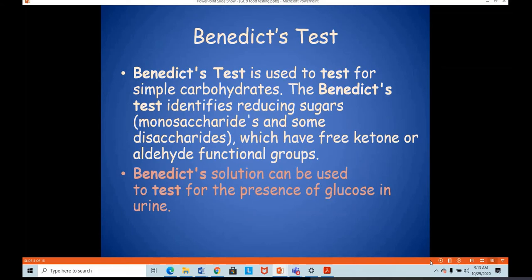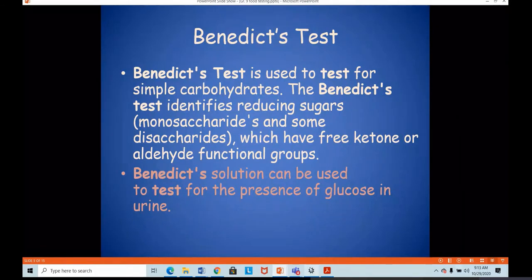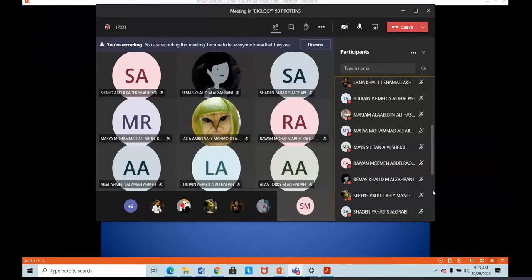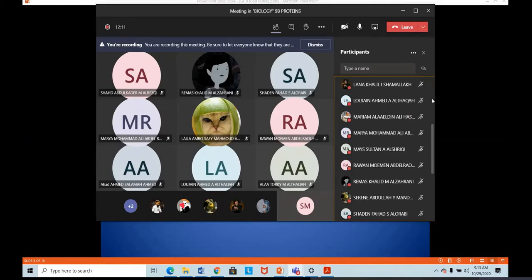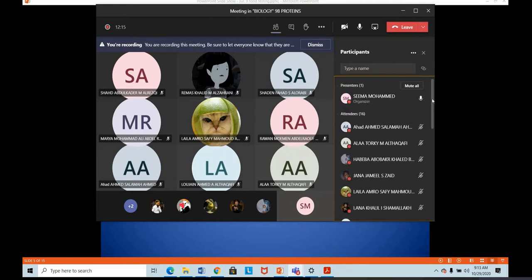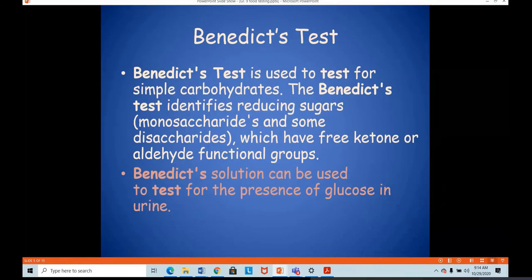And who is going to explain the test used in order to check the presence of sugars in the food? Quickly. Who wants to explain it? Sumaya, would you like to do it? Shardon, Rimas. Quickly, sweeties, we are running out of time. Jana Jamil, would you like to do it, sweetie? No one. Jana? Yes. You want to explain what is Benedict's test? No. Great. Okay, let me do it then.